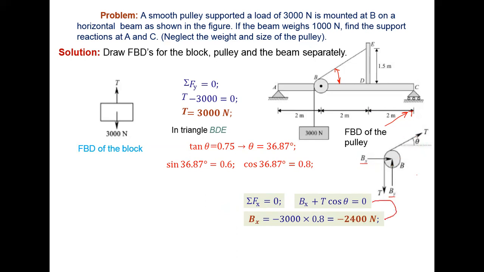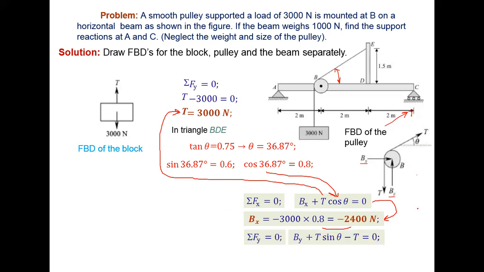So obviously you can simplify this equation and calculate the value of Bx. You will get Bx is equal to minus 2400 Newton, because this cos theta value you have already calculated, and the value of T is 3000 from this equation. So if you put the values, you will get Bx is equal to minus 2400 Newton. So it is a very obvious calculation. So we were talking about vertical force balance. Okay, so vertical force balance will give you this formula.